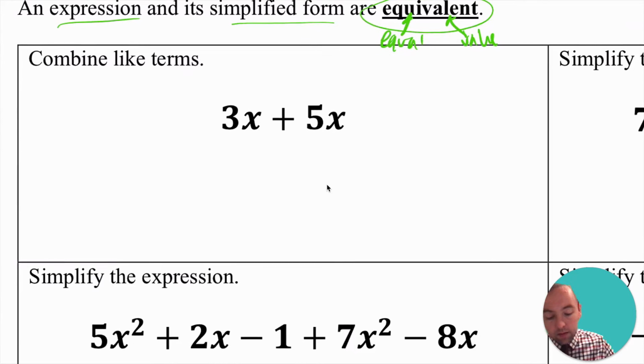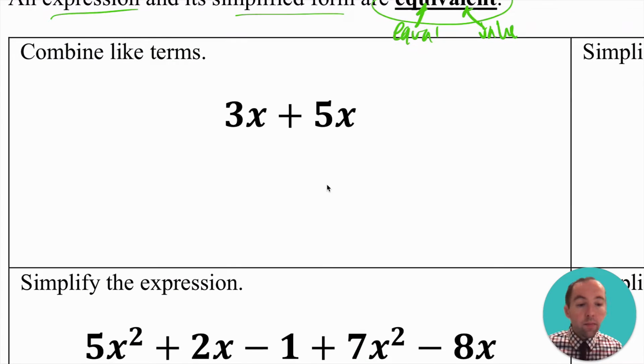So this says to combine the like terms. Combine really means to add or subtract stuff together. And these do end up being like terms because they have the same variable x involved and then the same exponents of 1 involved. So I think you have enough experience to know what the answer to this is. The reason why I start off with this, though, is I want us to understand why the answer is 8x.